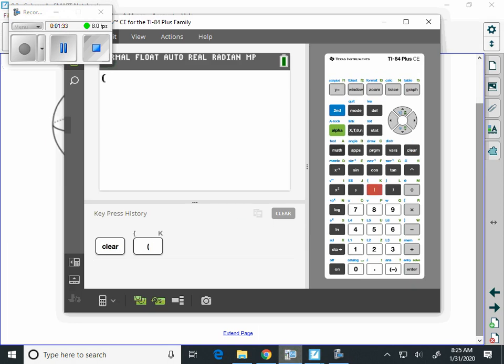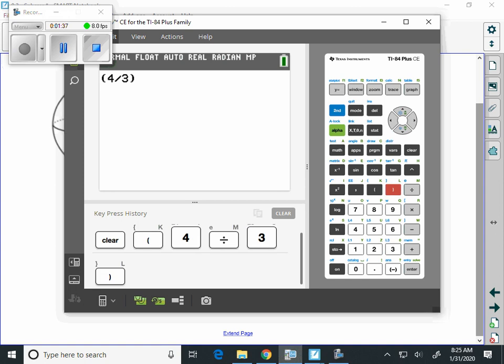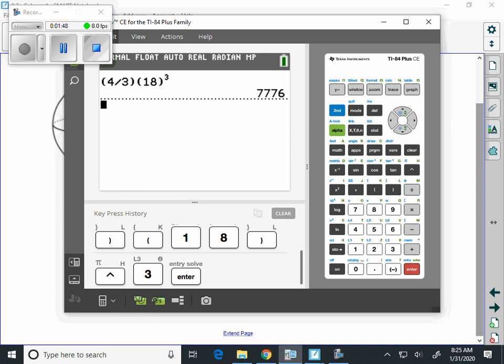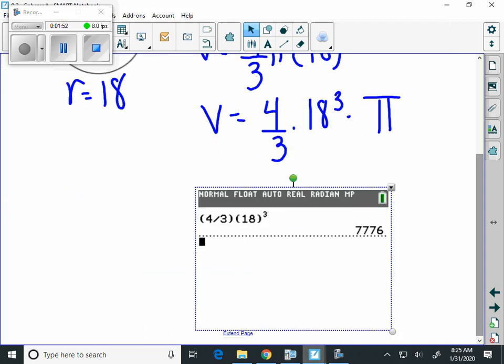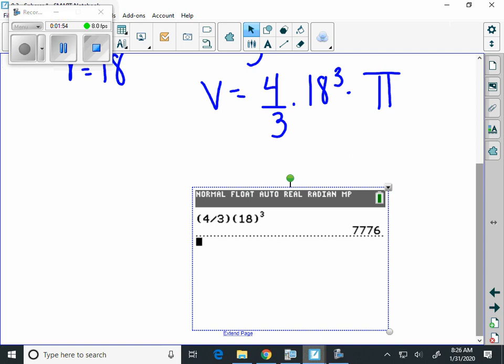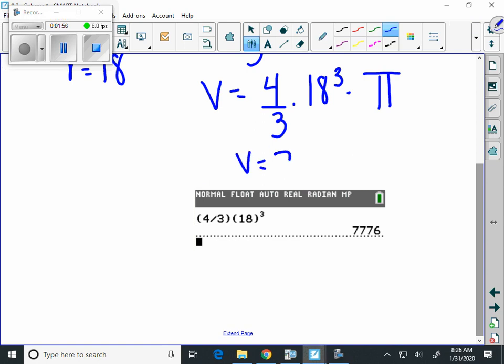4/3. You don't have to have a fraction button. 4 divided by 3 times 18, and then you're going to use the caret button, which is underneath the pi, and then to the third. So that's going to give us this number here. And once we've got that, our volume is 7,776 pi.